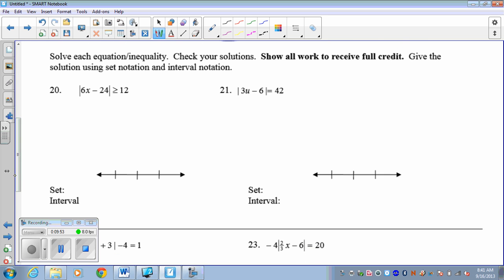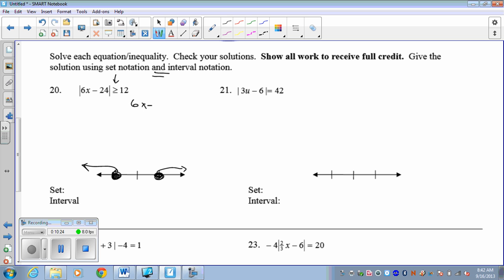Alright, here's the fun part. All this good stuff. Solve each inequality. Show your work. Give the solution in set and interval notation. All right. This one's already isolated. It's greater than, so we know it's going to turn out. So let me go ahead and just draw the picture. And again, I know that because of this symbol is greater than. So now it's got to figure out what the two numbers are. So I need two separate inequalities.